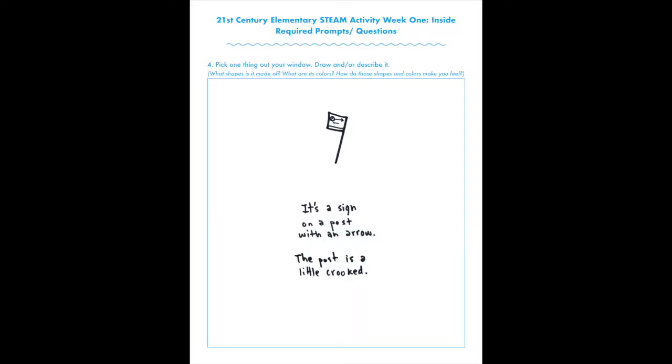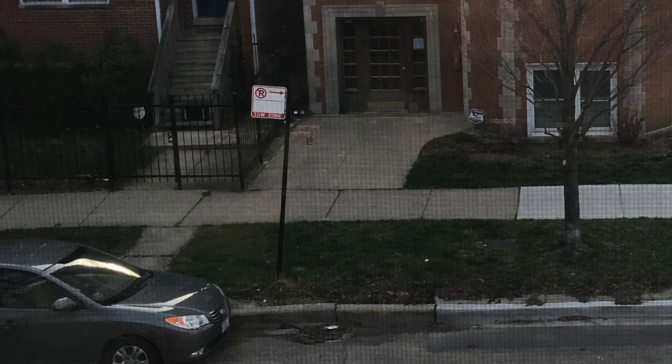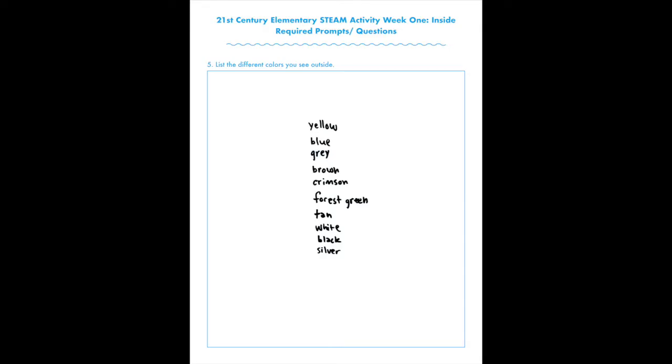Number 4 asks you to pick one thing out your window and draw or describe it. I chose to draw a sign on a post with an arrow on the sign. The post is a little crooked. Can you see the sign that I'm talking about? 5 asks you to list the different colors you see outside. I saw a lot of different colors outside. I saw yellow, blue, gray, brown, crimson, forest green, tan, white, black, and silver. I wonder, will there be more colors when the weather gets warmer?